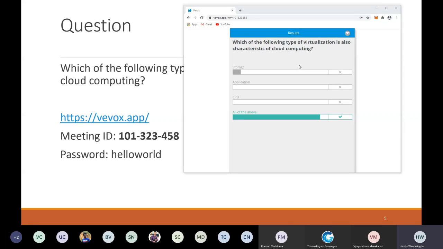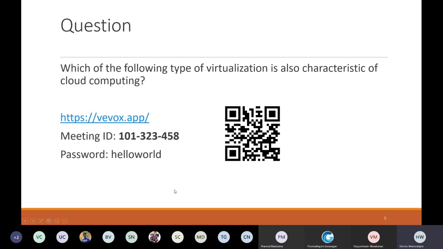As I said, we are renting someone else's resources. Since we are using someone else's computer, it gives us all these options: storage, application, and CPU. In the next slides, let's discuss one by one how they give us storage, application, and CPU. So the correct answer is all of the above. Let's get back to the slide set.